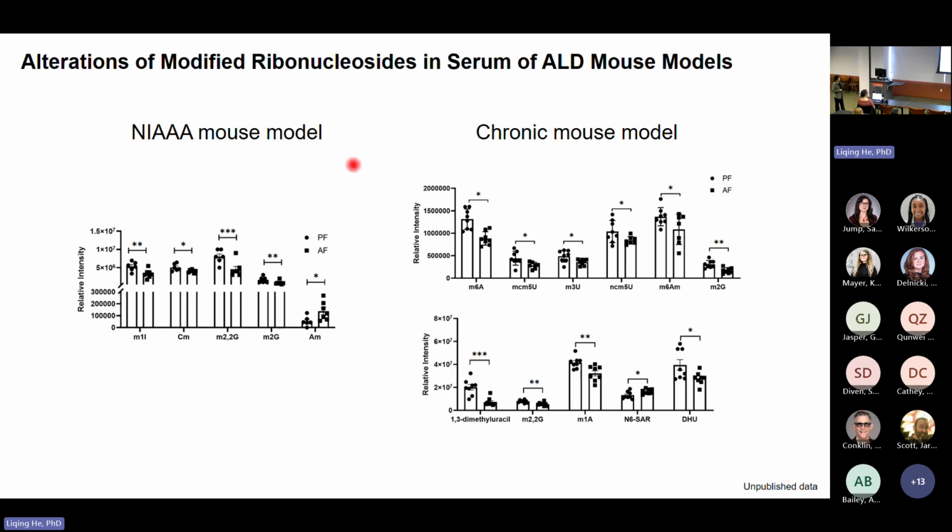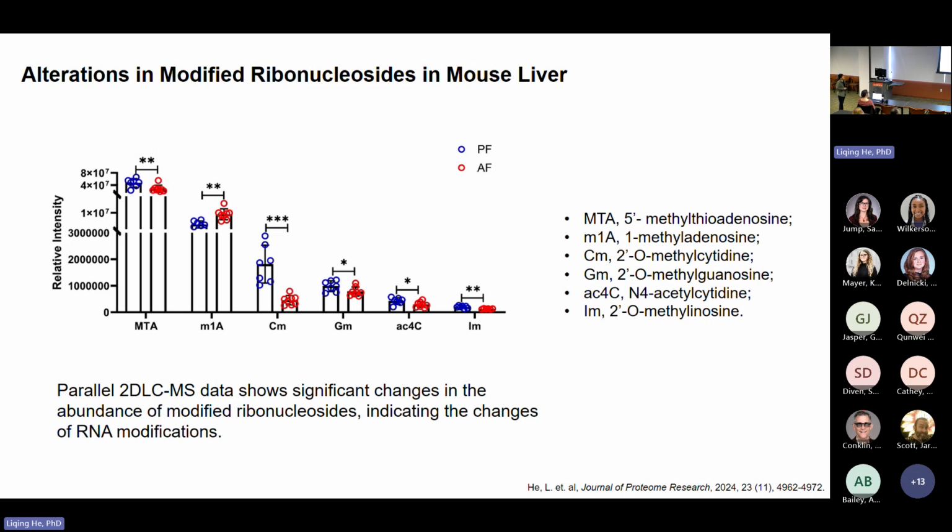In both mouse models, NIAAA and chronic, we found certain modification changes in serum. But in serum and urine, the modification change may not only come from liver tissue. It may also come from other tissues like kidney, heart, right? So to further confirm the RNA modifications in liver, we extracted the free nucleosides from liver samples, and we found 5 modifications were significantly changed in liver samples.